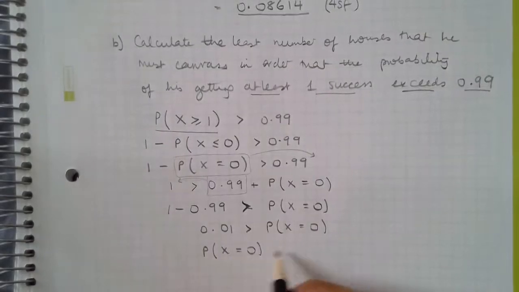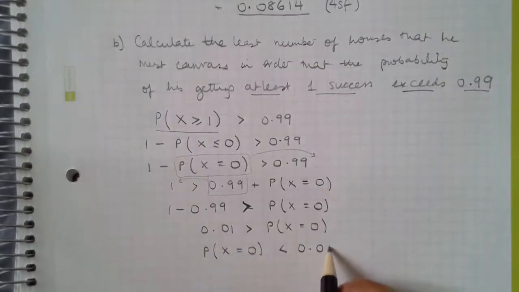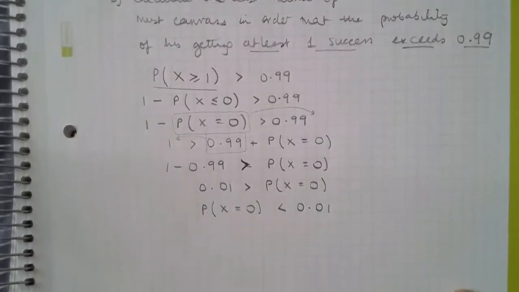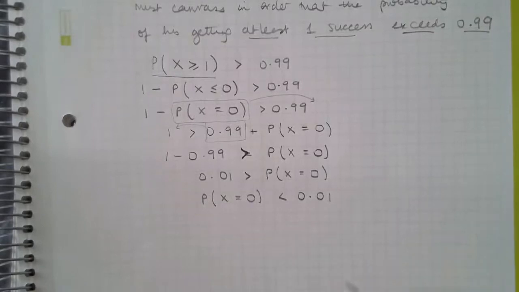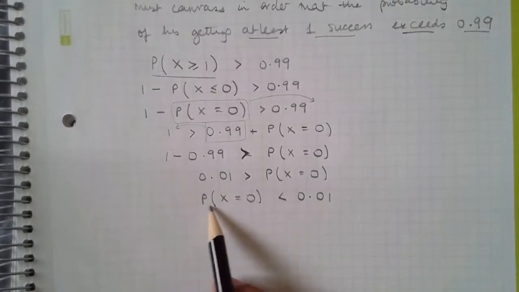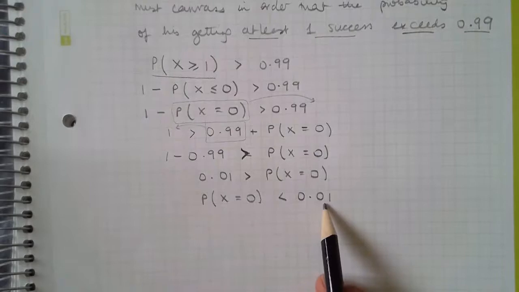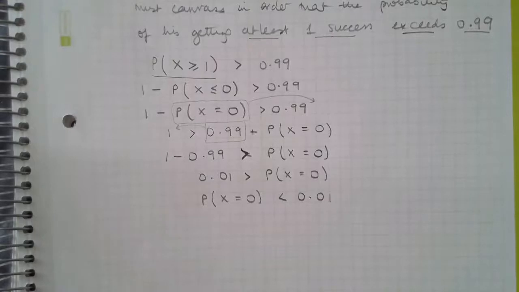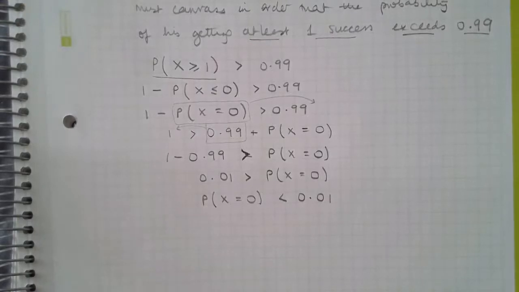Now this means the probability that x is equal to 0 is less than 0.01. We looked at these questions in our previous lesson where we were doing trial and error in our list mode to see at which point the probability was less than 0.01. The issue here is we can't do trial and error because we don't know n. We can't really put n into the calculator because we don't know how many houses he has to canvass.